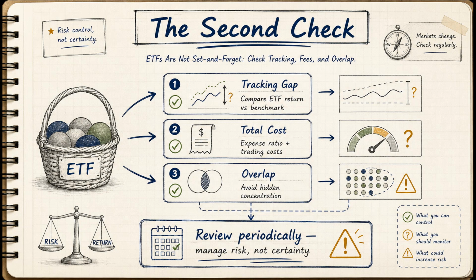The second check is tracking difference and tracking error. An ETF's return does not always match its index perfectly. The gap can come from expense ratio, cash drag, replication method, trading costs, taxes, securities lending, currency effects, rebalancing, and market liquidity. A one-day difference is not automatically a problem. The review should ask whether the gap is persistent, explainable, and reasonable for the fund design.